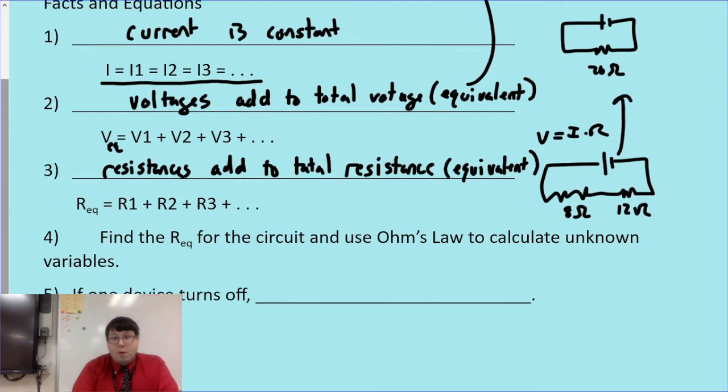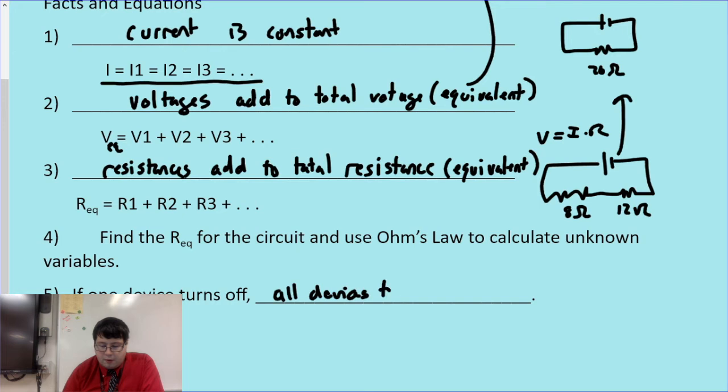Now, the last thing we need to know about series circuits is if one device turns off, kind of like with your Christmas lights, if you take a bulb and it's all wired in series, what happens to your Christmas light strand? They all go out. And so if you have a series wired Christmas lights, if one device turns off, all devices turn off. This is because that current has to go through every device. And so if you turn off one device, the rest of them won't be working anymore because no current can flow through the device that is off. Let's take a look at a few examples here.